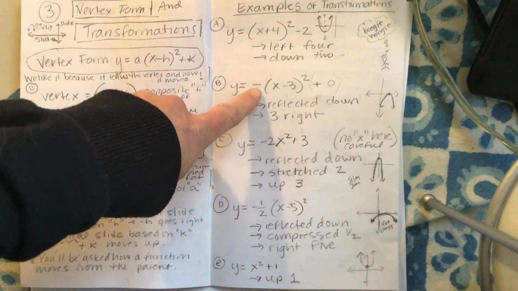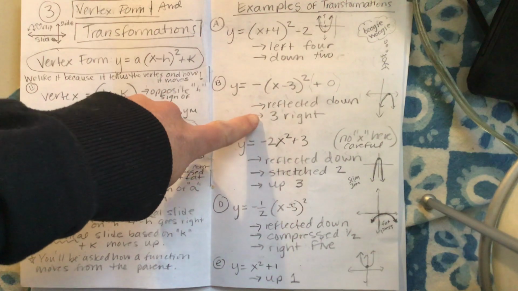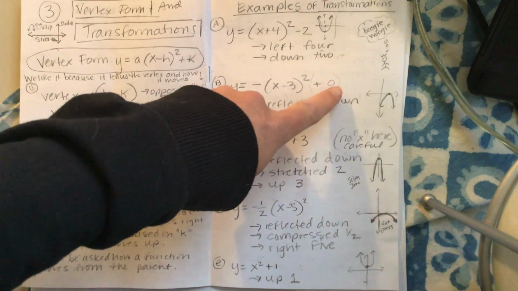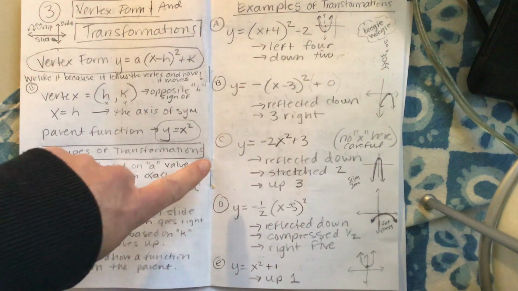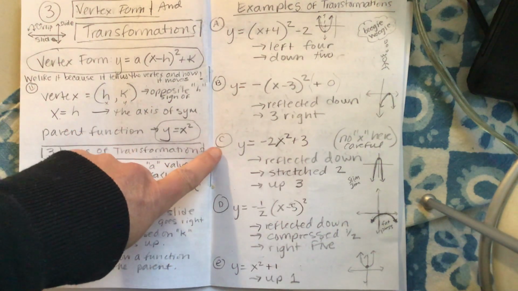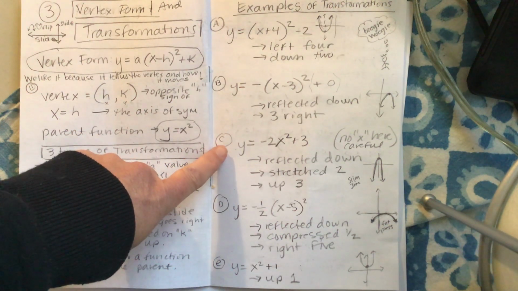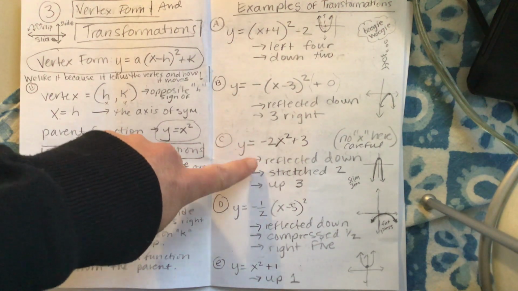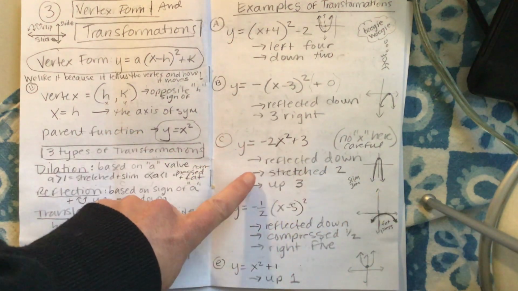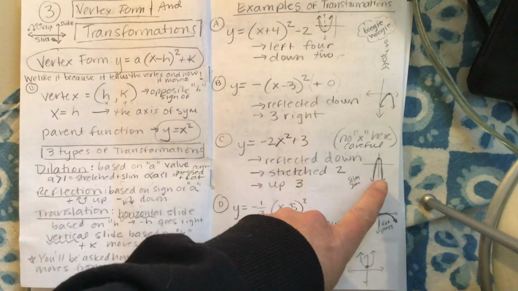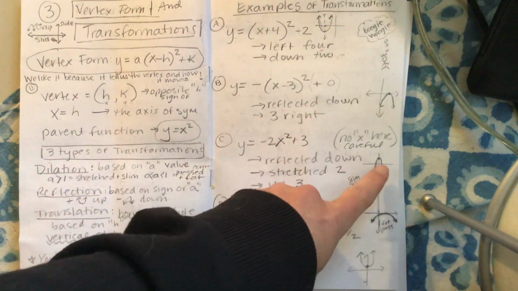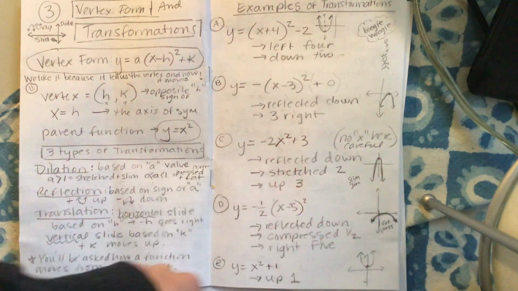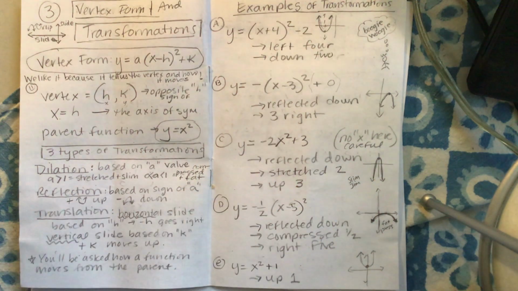So here I have a negative a, so it's going to reflect down, 3 right, and I'm not moving up, I'm not moving down, because there's no constant there. Here, there's no linear term, so it's not in vertex form. This is reflecting down. It's stretched by 2, so you see it got really slim and narrow. And it went up 3, so it's up at the 3, and then it's all going down. So this is like a Slim Jim going down.